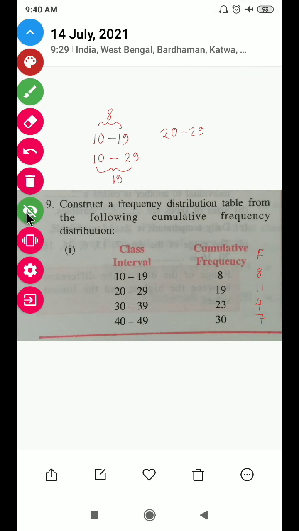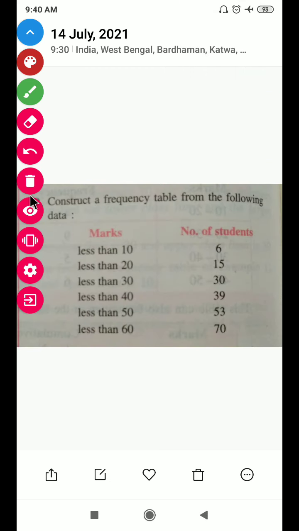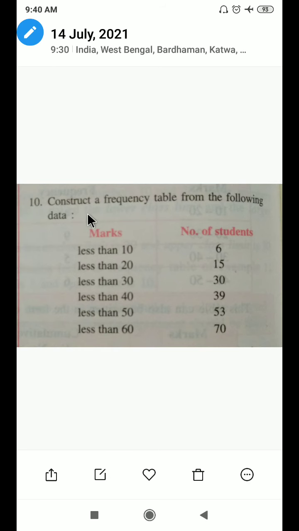Now go to the next one, question number 10. Question number 10 is given here. Construct the frequency table from the following data. So you have to find out the frequency. Less than 10, that means 0 to 10, is given here as 6. So the frequency also will be 6.